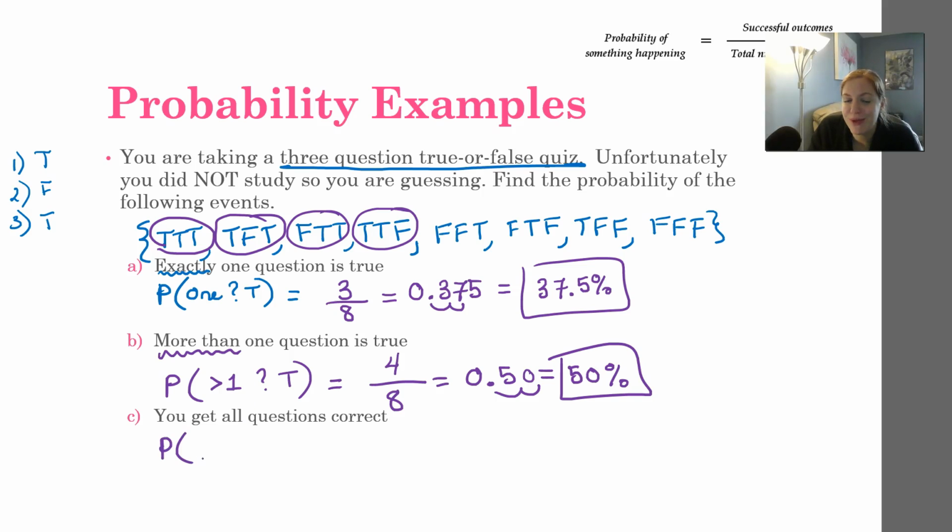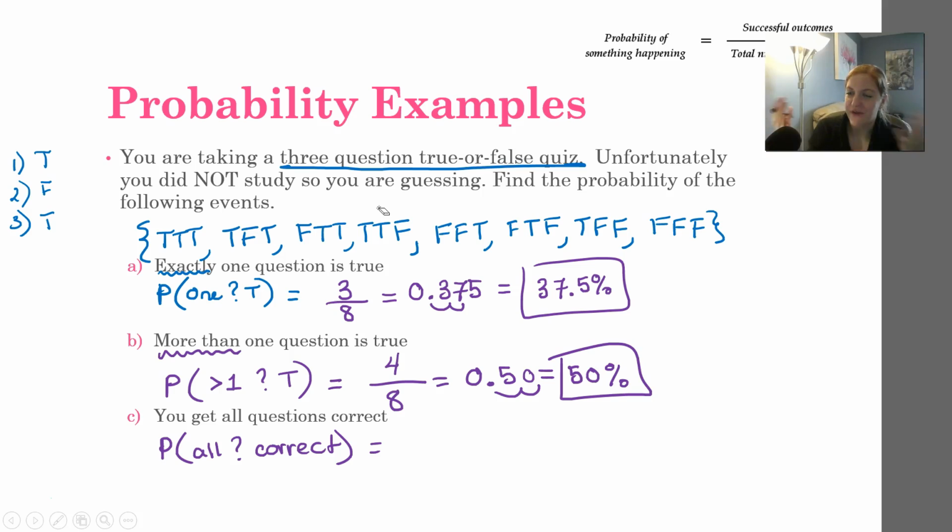What is the probability that you get all questions correct? This one's kind of a tricky one, so it's just kind of a fun one to think about. If you think about it, how many of these solutions are going to be the correct answer key? How many answer keys does your professor have? One. Only one of these is the correct answer key. So there's only one way for you to get this correct out of 8.